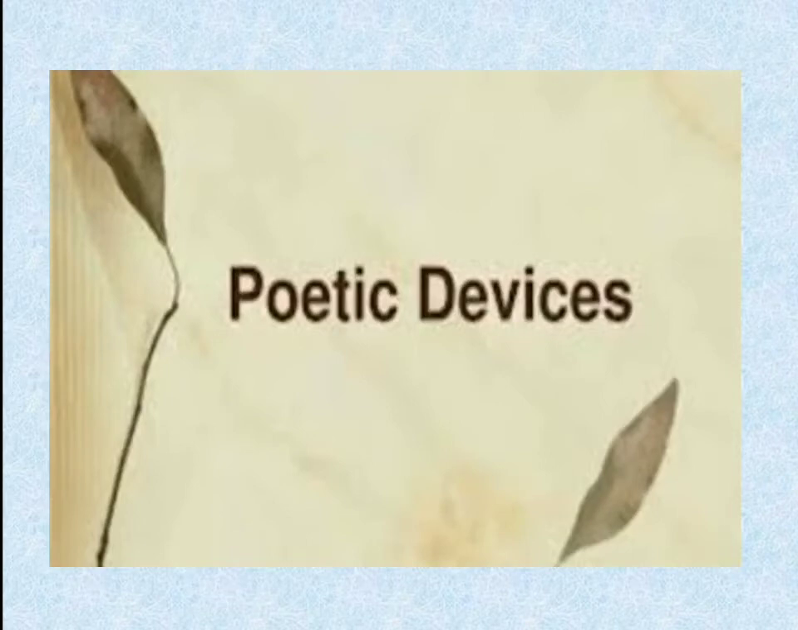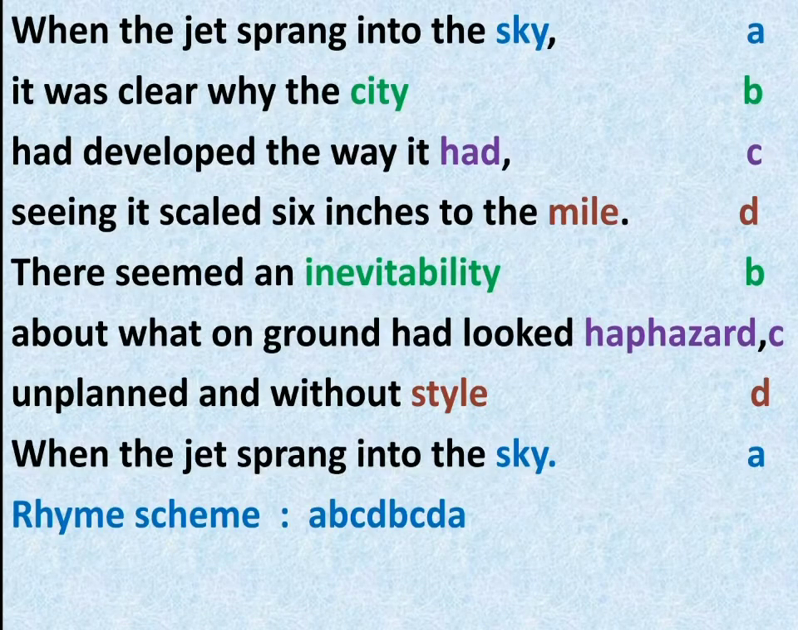Now, coming to these poetic devices, the first one is the rhyme scheme. I have taken the first stanza and I'll show you the rhyme scheme. So what is this rhyme scheme? It is the pattern of the sound that repeats at the end of a line in each and every stanza.